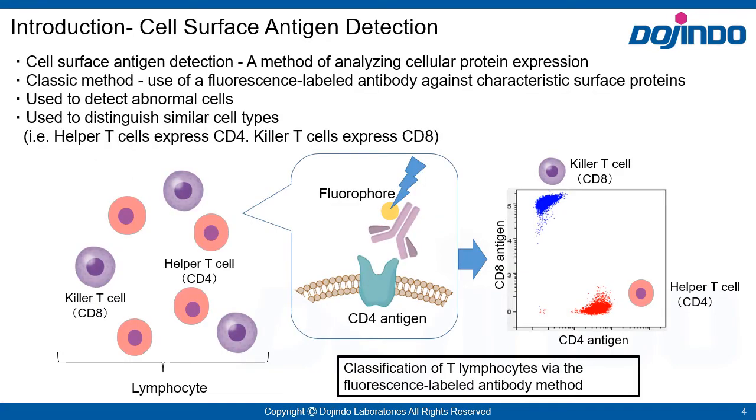Antigen detection via antibody binding is a widely used method to differentiate and analyze various types of cells within our bodies, allowing us to distinguish between cell types and detect abnormal cells in a sample. For example, lymphocytes in the blood include helper T cells and killer T cells. There is no difference in their internal structure or size when observed under a microscope.